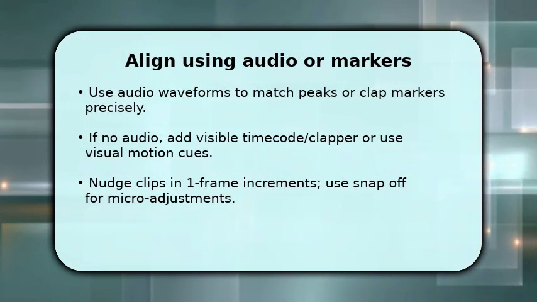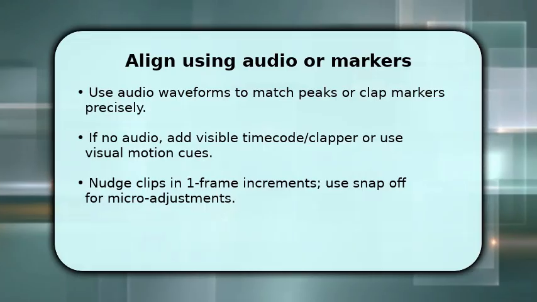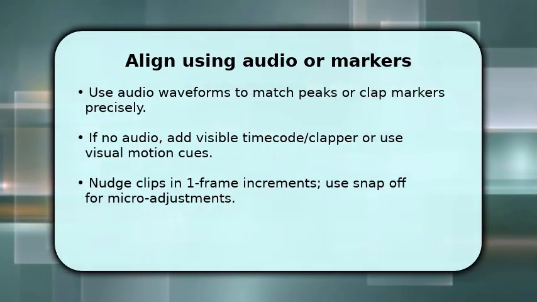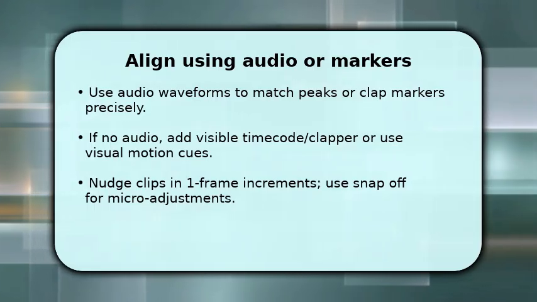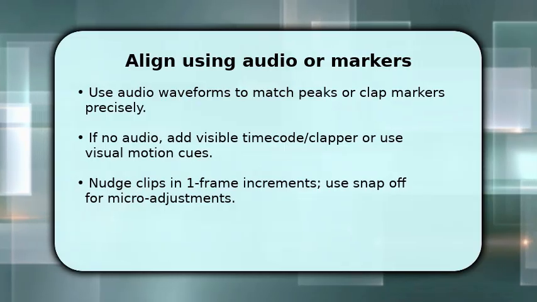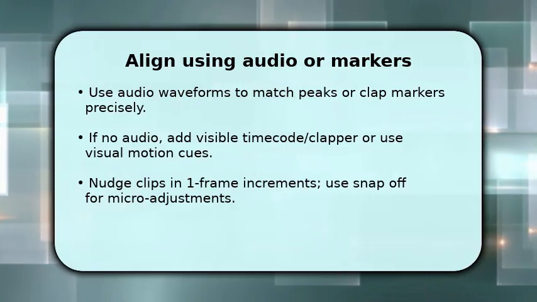You now align the clips frame by frame using whatever sync reference you have. If both clips contain audio, zoom into waveforms and match distinct peaks like claps. This is fast and accurate. Once aligned, enable ripple or slip tools to trim extra lead-in.